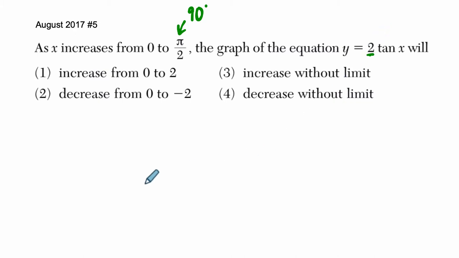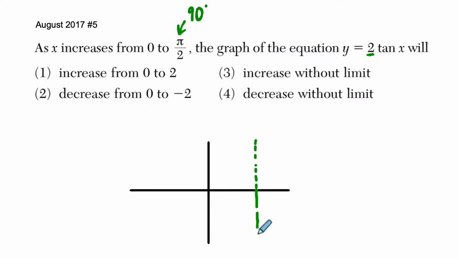And if you've never seen a tangent before, let me just sketch it really roughly here. I guess I'm giving away parts of the answer, but the idea is that if you have a tangent function, there are these asymptotes, these lines that the tangent can't reach. So I'll just graph two of them here, here and here, and those are at pi over 2 and negative pi over 2.